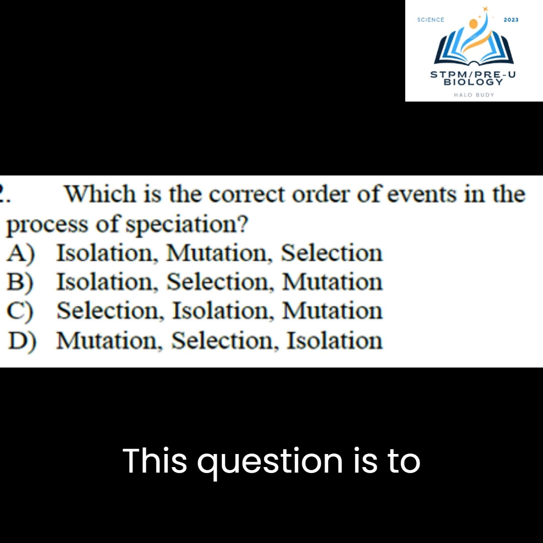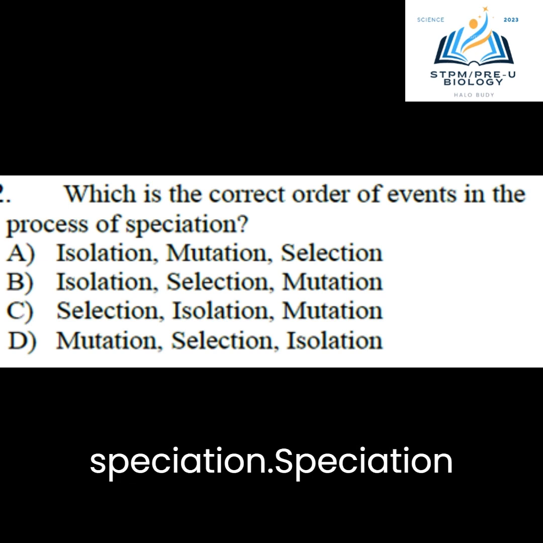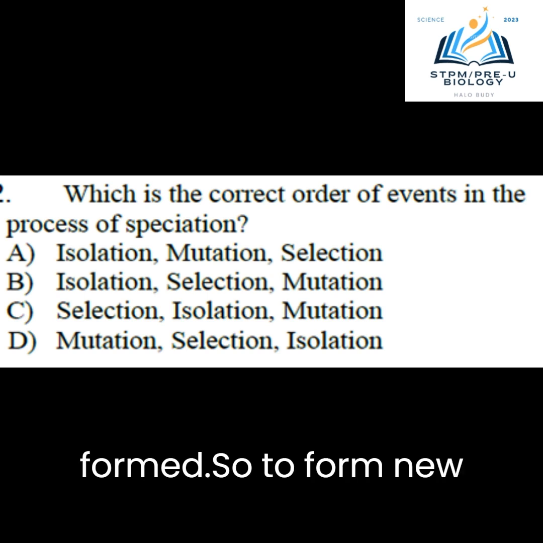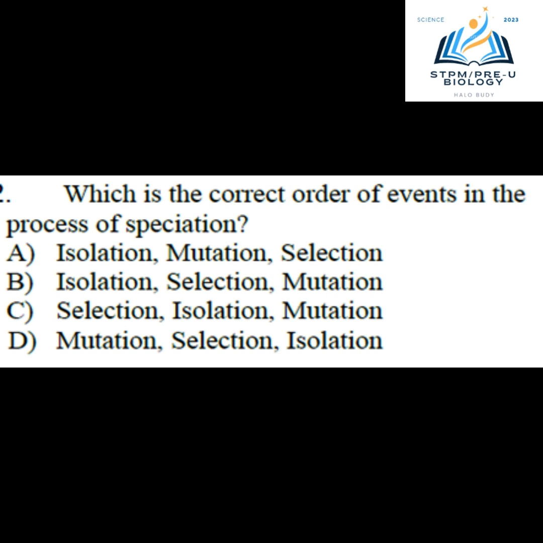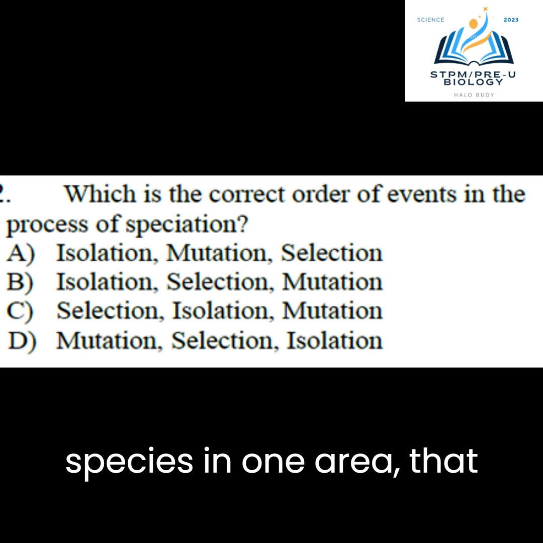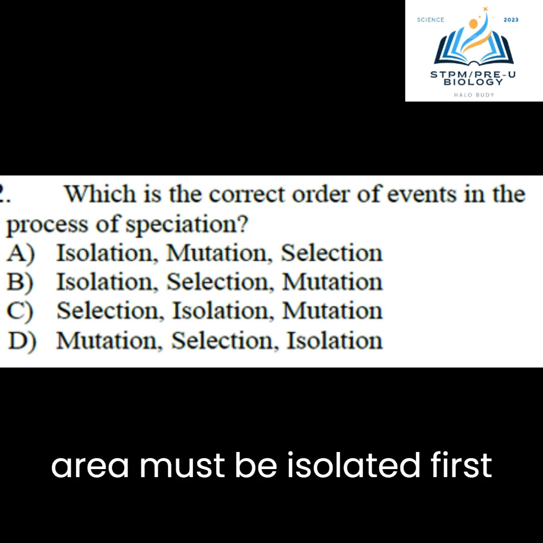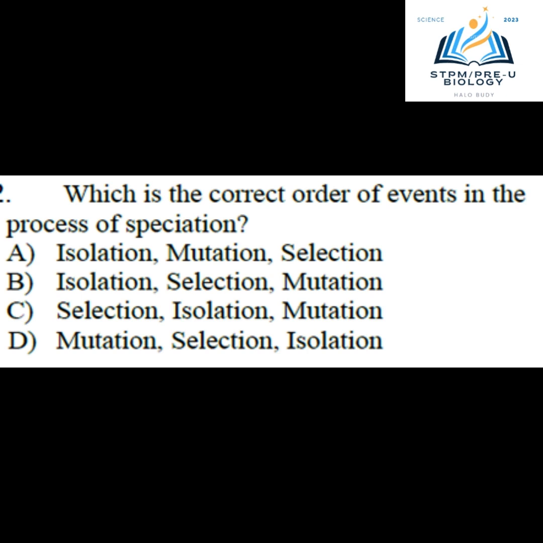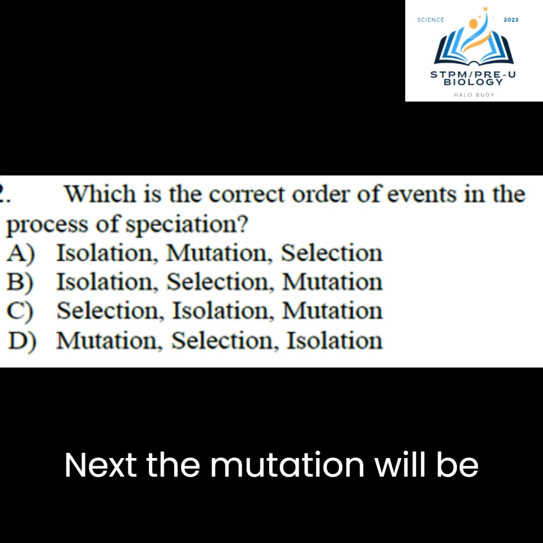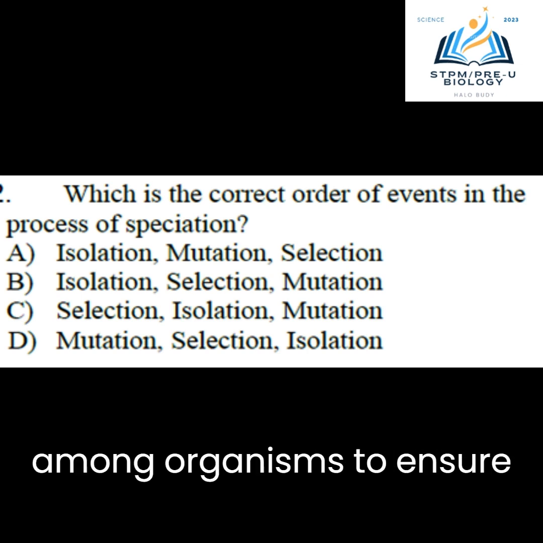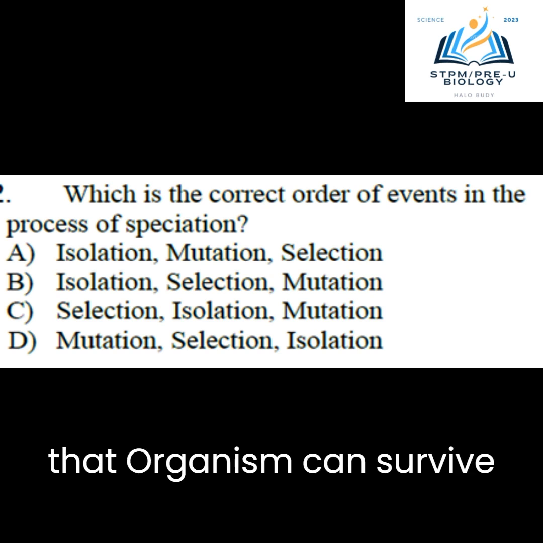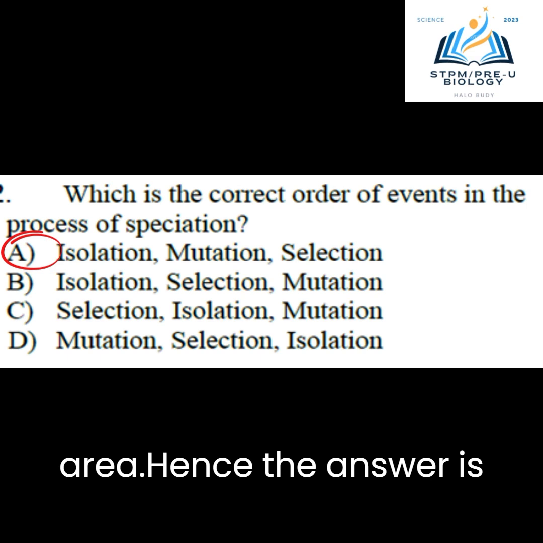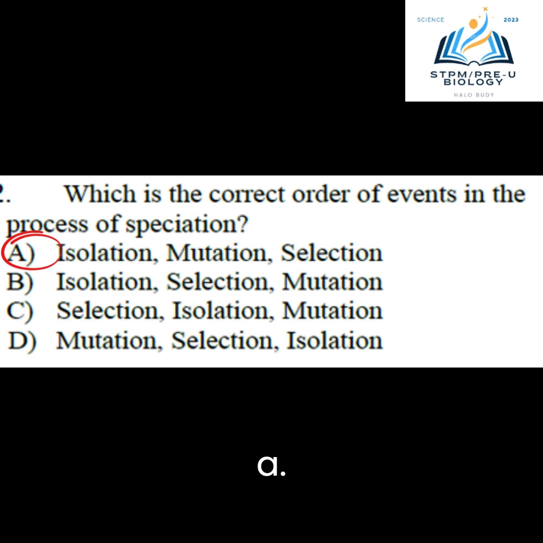This question is to determine the order of speciation. Speciation means a new species is formed. So, to form a new species in one area, that area must be isolated first to ensure there is no interaction of the same organisms in the area. Next, mutation will occur, followed by selection among organisms to ensure that the organisms can survive well in the new isolated area. Hence, the answer is A.